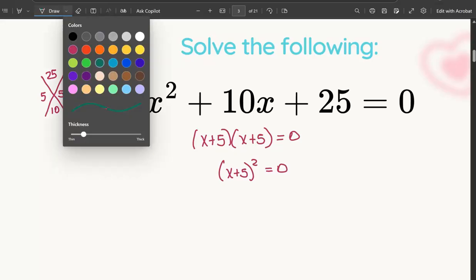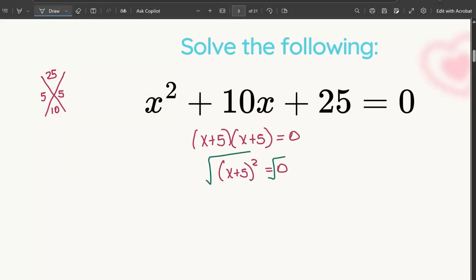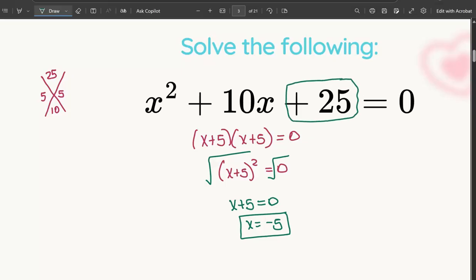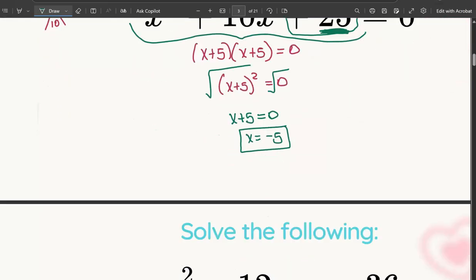And I can take the square root of each side. And so I get x plus 5 is equal to 0. And so that means that x is then equal to negative 5. And so what we're going to be doing is we're going to be missing this piece of information right here. And we're going to have to find what number works so that I can rewrite this entire side as something squared. And in this case, it was the x plus 5 squared.